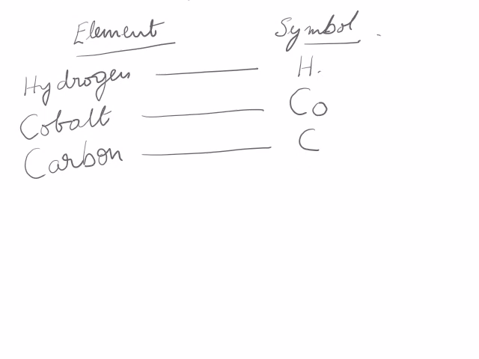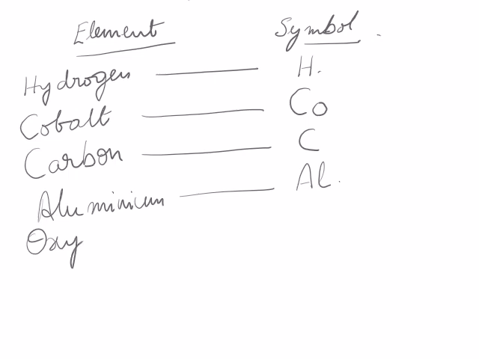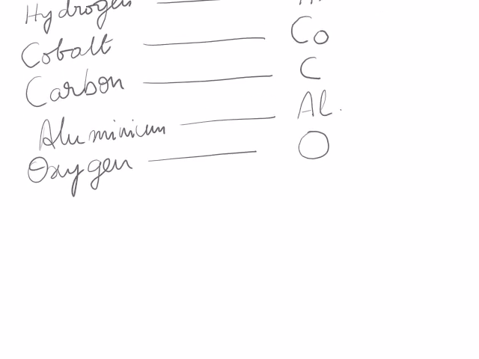Then, for example, aluminium. You know aluminium, you have aluminium vessels. So the symbol for this is Al, the first two letters. Oxygen, our main source to be alive. Without oxygen, we cannot be alive, isn't it? So oxygen, you must have heard, oxygen gas. The symbol for oxygen is capital O, that is the first letter of the name.